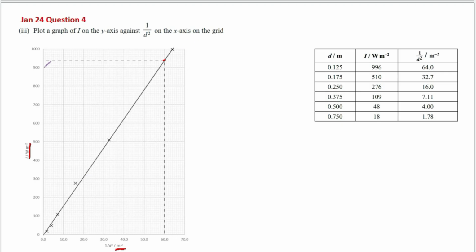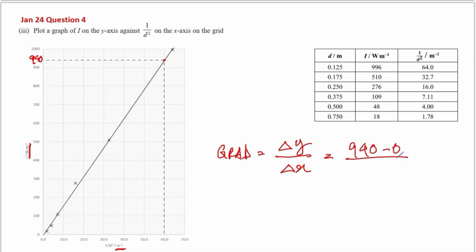So the value that I get is this is 900, 910, 20, 30, and 40. So this is 940, and this is 60. So the gradient is always change in y-axis by change in x-axis. So this is the upper hand that I got by making the graph pass through the origin. So this is 940 minus 0 divided by, that is the change in y-axis, and this will be the change in x-axis, which is 60 minus 0.